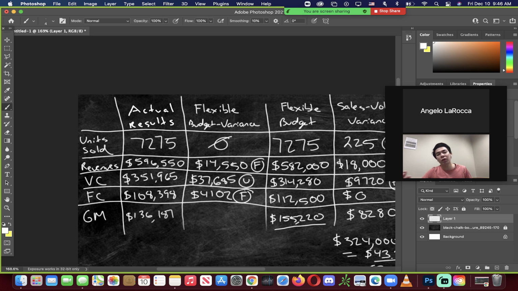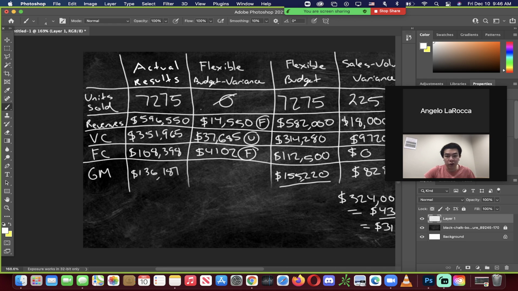And now we're going to solve for the gross margin. As I said, there's two ways of doing this. We can either go down here and do it like that, or we can do 155,220 minus 136,187, right? And that's going to get us the same answer. And as I said earlier, that's a great way to double check. So we're just going to do that real quick.